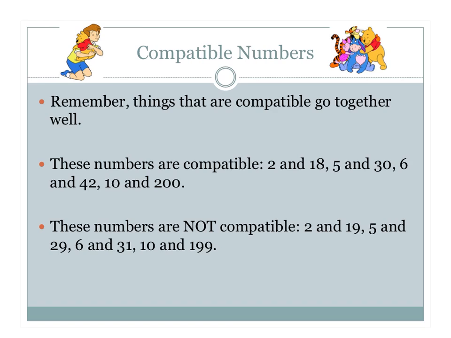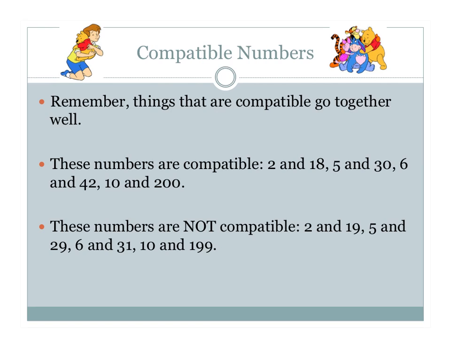In order to estimate, we're going to use compatible numbers. We already used compatible numbers to estimate earlier in the year. Remember, these are numbers that go really well together. Some examples of compatible numbers are 2 and 18, 5 and 30, 6 and 42, or 10 and 200. You can easily divide these mentally.